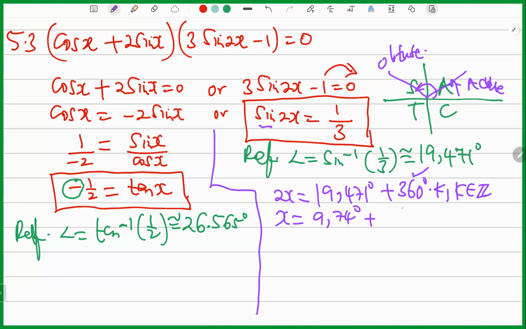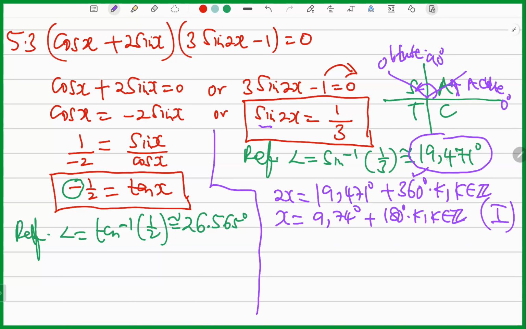We divide 360 by 2, it is 180 degrees times k, where k is an element of the set of integers. Okay, so this is what we get. But now this one gives us an answer in which quadrant? This one gives us an answer in quadrant 1. Why quadrant 1? Because 19.471 is an acute angle in the first quadrant. How do you see an acute angle? An acute angle is an angle between 0 and 90 degrees in size.